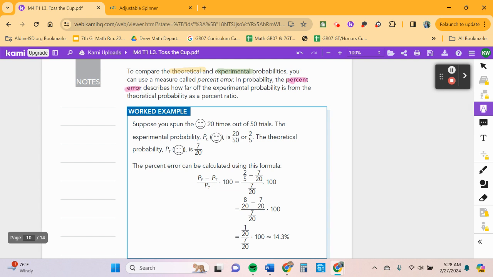And what does it do? It describes how far off the experimental probability is from the theoretical as a percent. So on this page, we're not going to be solving for the percent error. Well, I take that back. We're going to get a little practice.